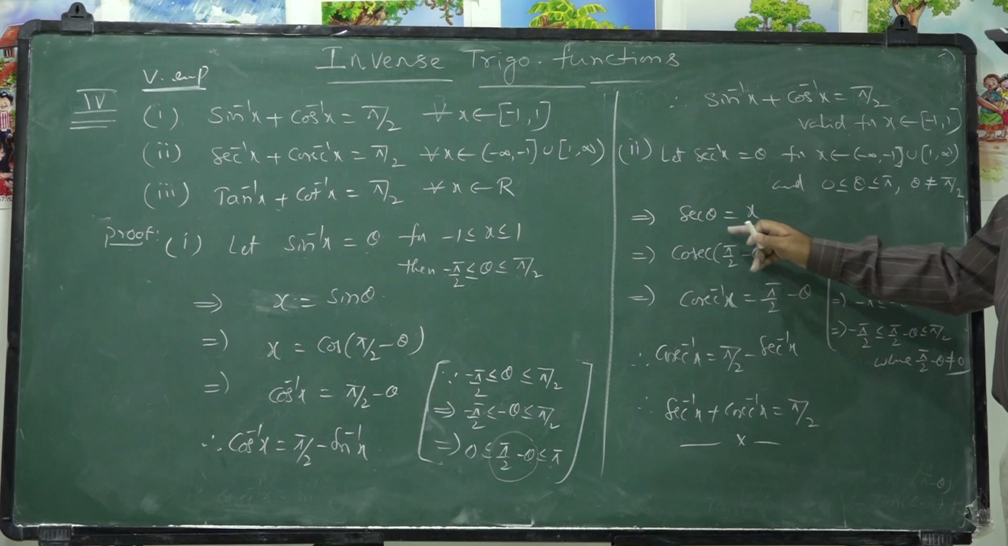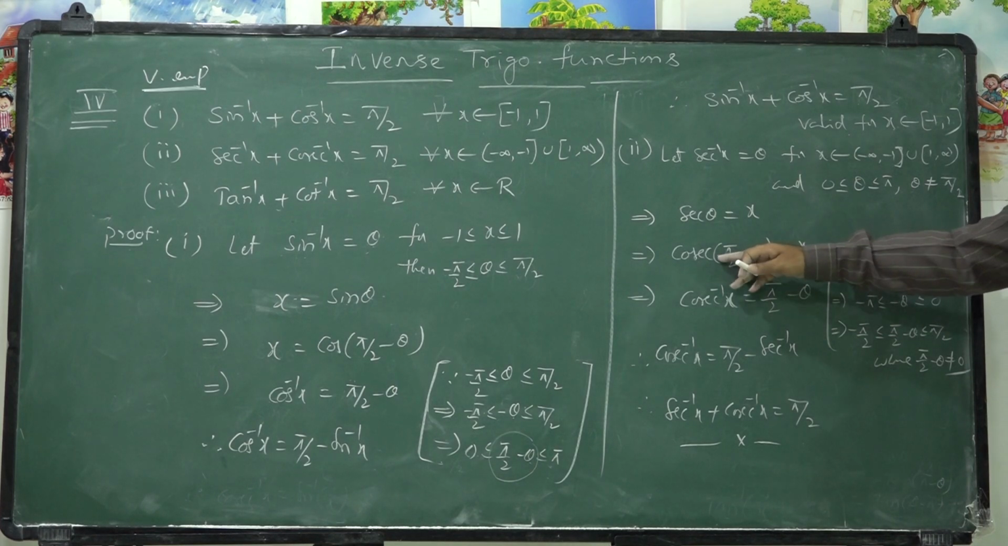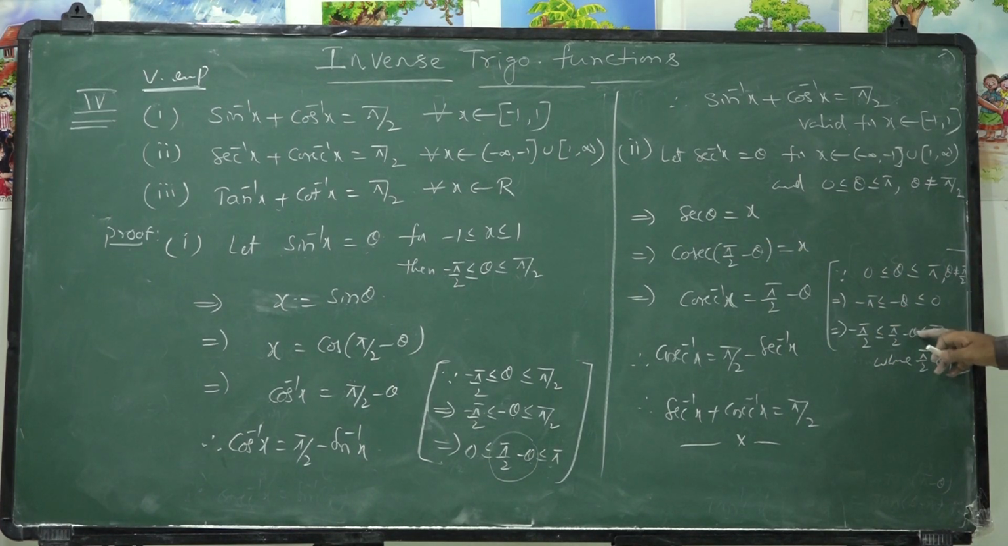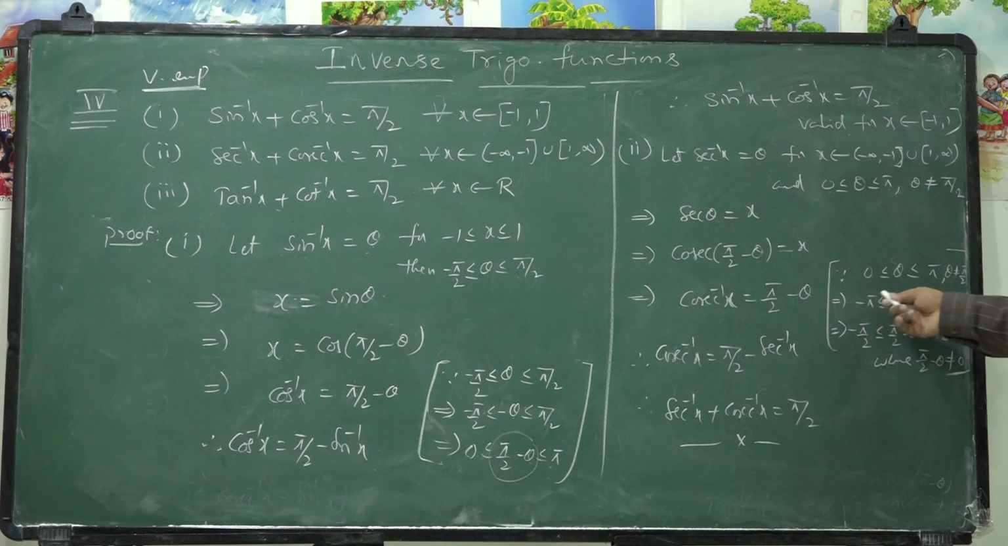It is applicable whenever pi by 2 minus theta lies within the interval minus pi by 2 to pi by 2, where pi by 2 minus theta not equal to 0 only. Because cosec inverse x is defined in such a way between minus pi by 2 to pi by 2 and pi by 2 minus theta not equal to 0. So it is obtained since theta lies between 0 and pi and theta not equal to pi by 2. Minus theta also lies between minus pi and 0.